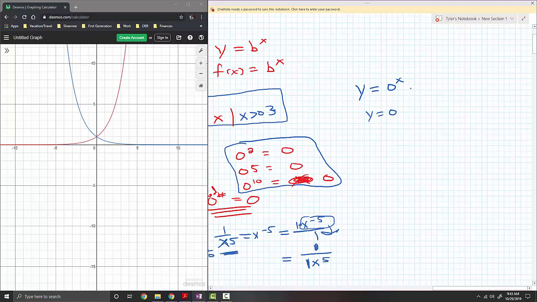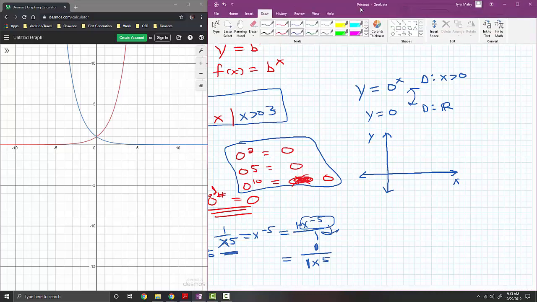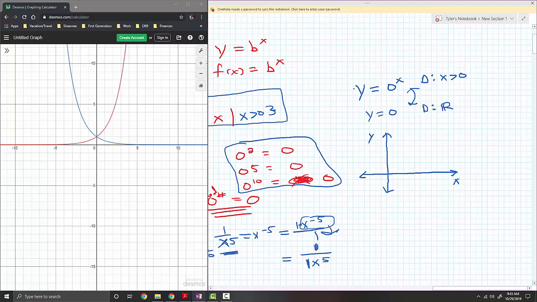The only difference between these two, right, is in this case the domain is all real numbers, where in this case the domain is that x has to be greater than 0, right? So if I draw some axes here, where this is x and this is y, I'll graph this function in red.